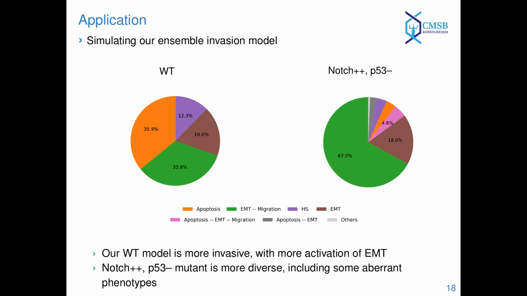When we look at the double mutant, we still get a vast majority of cells migrating, around 2/3. But we also have this population of cells which activated EMT, but didn't go all the way to migration. Also, we have some aberrant phenotypes, like apoptosis with EMT migration. This is a classic result of biology, that apoptosis and EMT migration will be mutually exclusive.